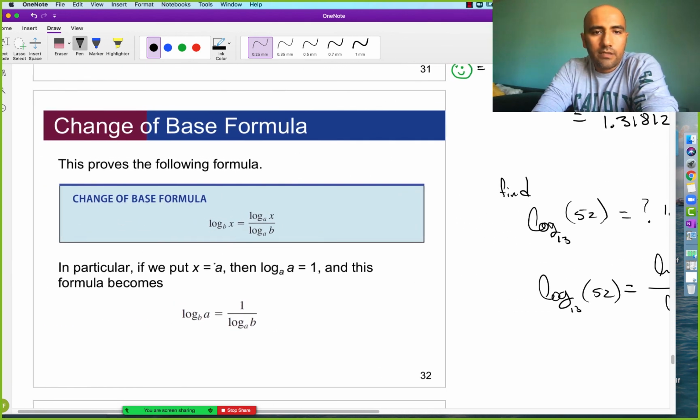Okay, so here's our table indicating the change of base formula. Log base b of x equals log base a of x divided by log base a of b, where the value of a is any real number that's positive. Logs have to have a positive index not equal to 1, or if it's equal to 1, it becomes an obvious one.